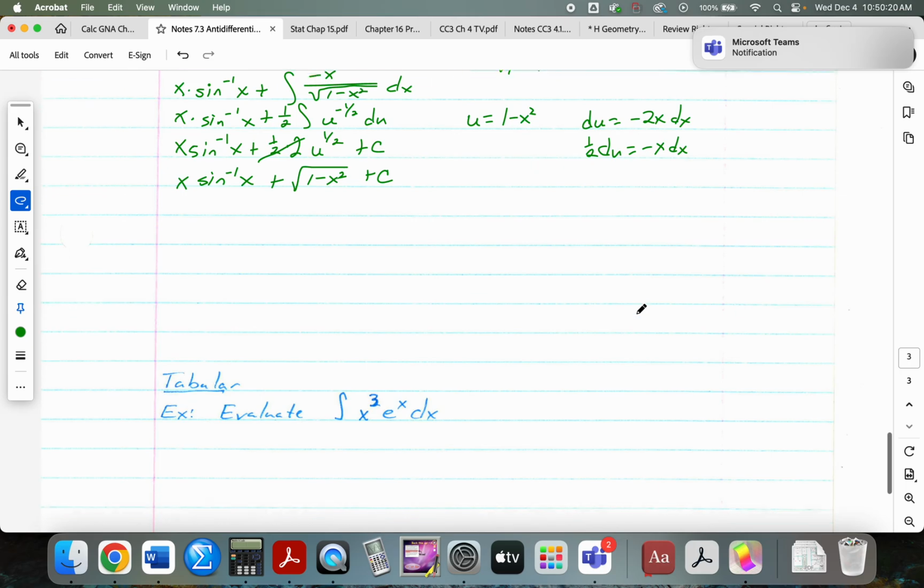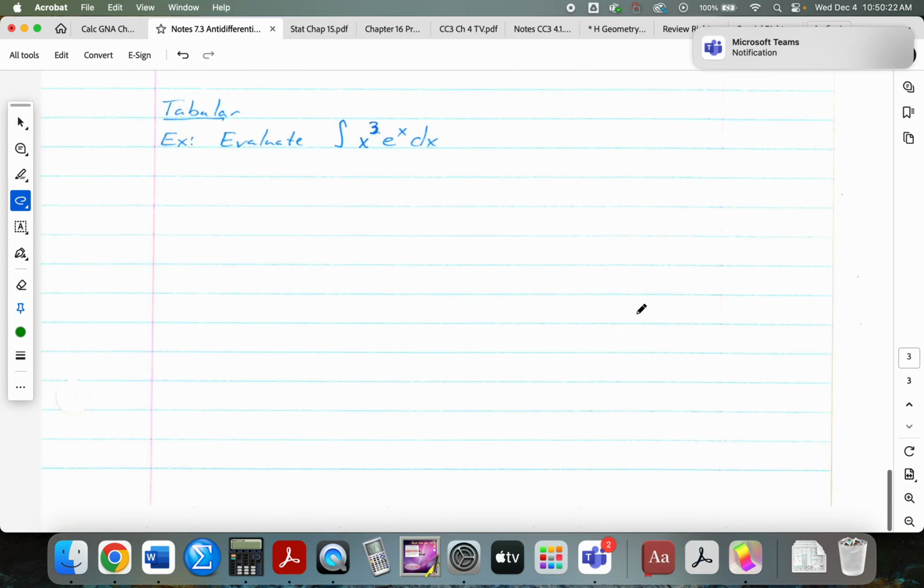All right, let's try another tabular. So since I have a polynomial function, and for tabular what you need is a polynomial and something that you can, is that really our bell? I guess it is.